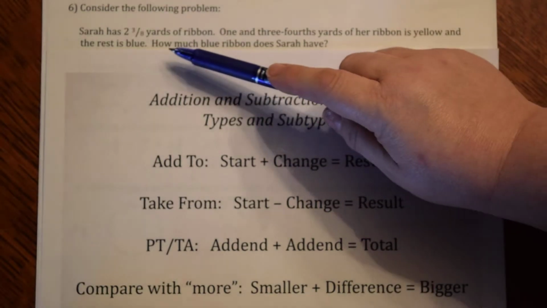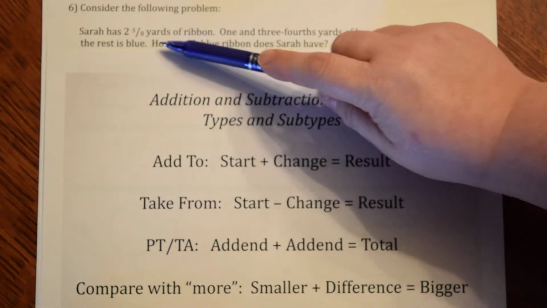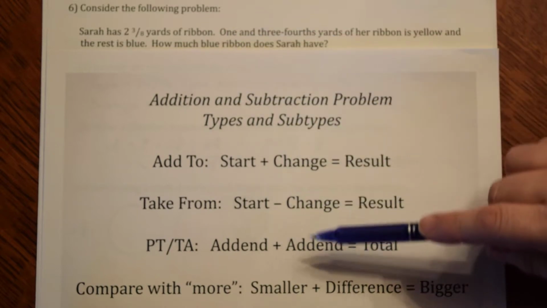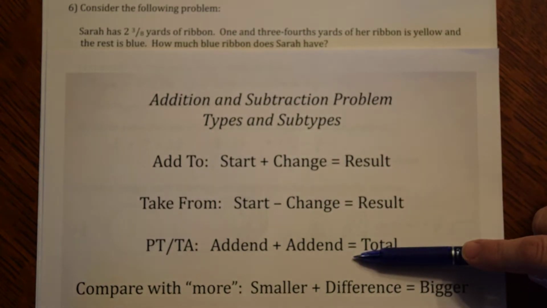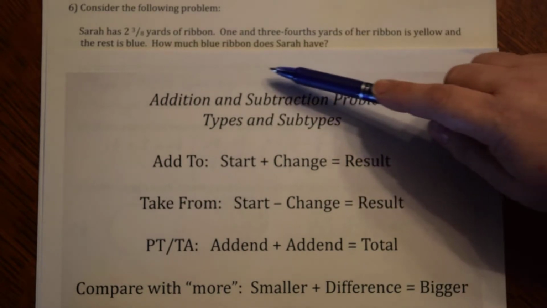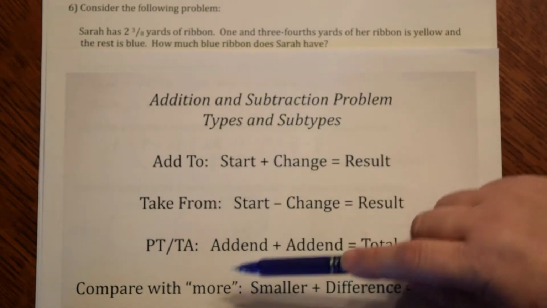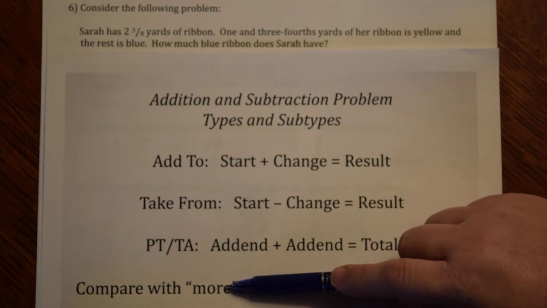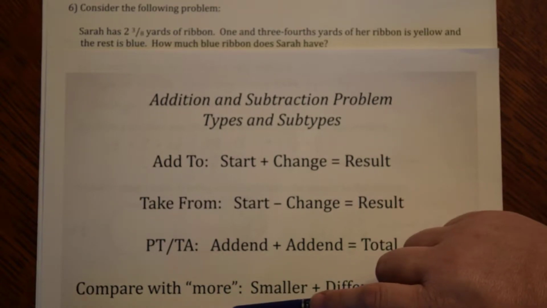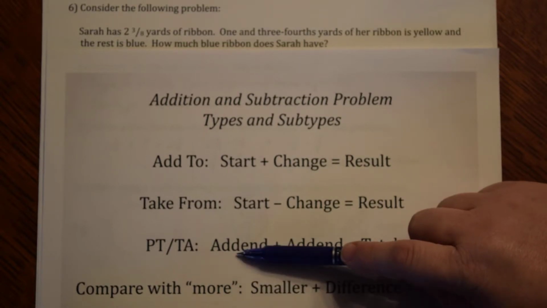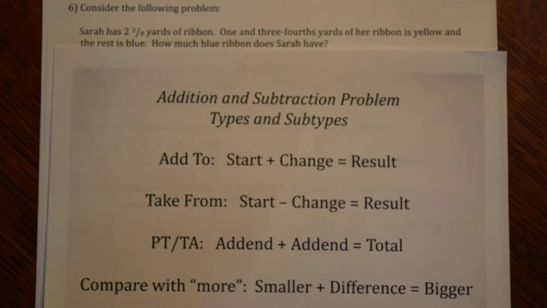Well, if we read the problem, it says Sarah has 2 3/8 yards of ribbon. Well, that's the total. So we're going to talk about the put together, take apart. Another way to see that is in the question, it says how much blue ribbon does Sarah have? It's not asking how much more blue ribbon does she have than yellow. It's not asking how much fewer. And so this is not a compare problem. It's a put together, take apart.